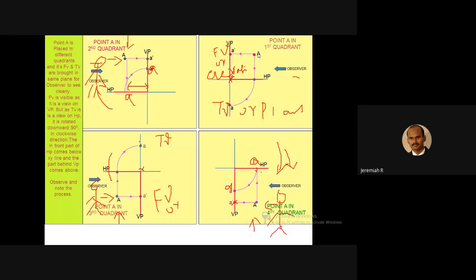Sometimes words will be given: a point A is above HP but in front of VP. Locate the point. If the point is here, above HP but behind VP, that will be given. Below HP but behind VP will be given. If it is the fourth quadrant, below HP but in front of VP will be given. There are some special cases also. We will see them in the forthcoming slides.